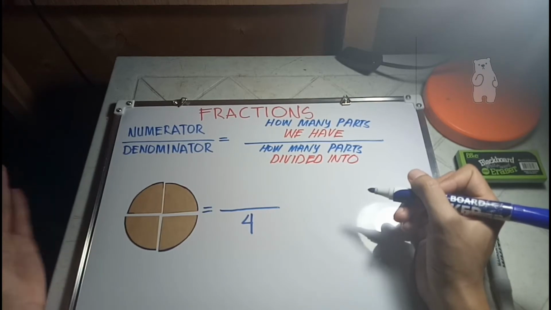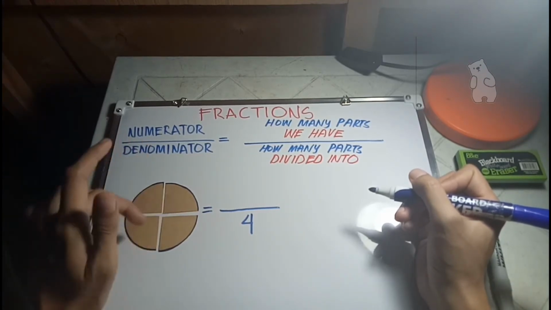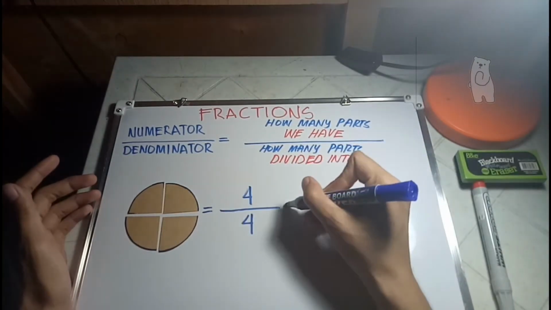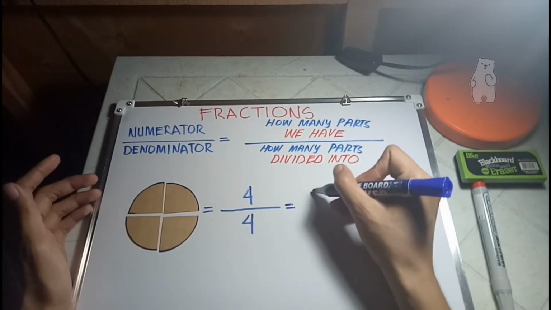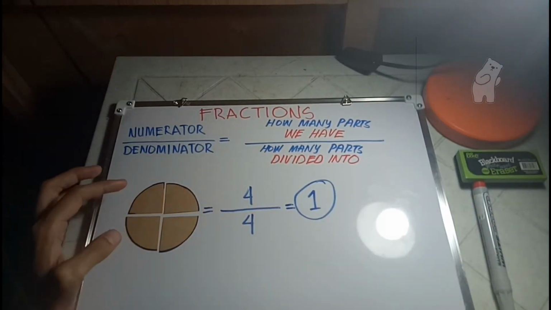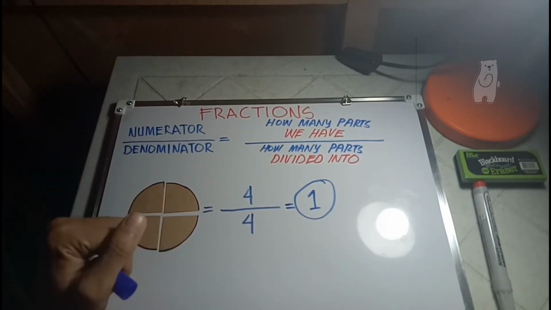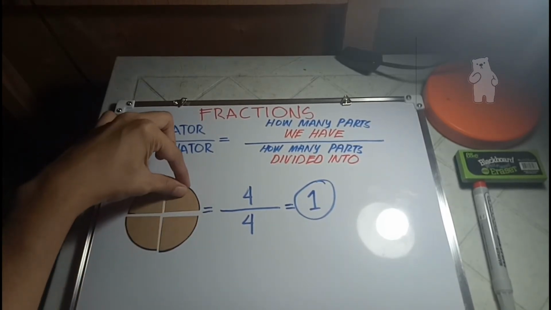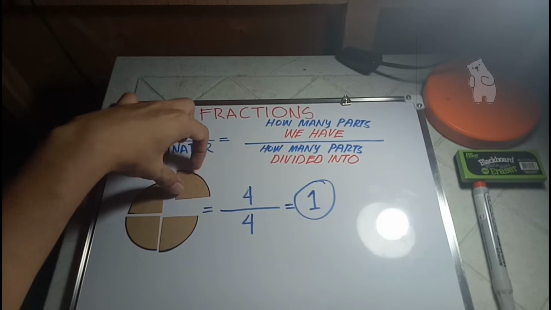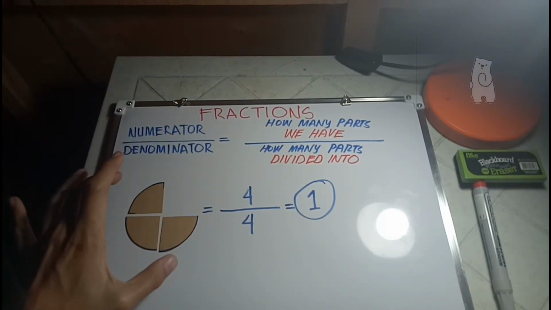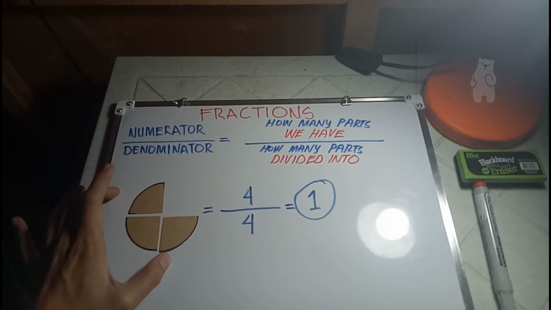So in this case, we still have 4. 1, 2, 3, 4. So the numerator is 4. 4 divided by 4 is equal to 1. So this is still a whole pizza. So for example, kunin ko yung isang slice ng pizza, kinuha ko, and I want this to be represented in a fractional form.